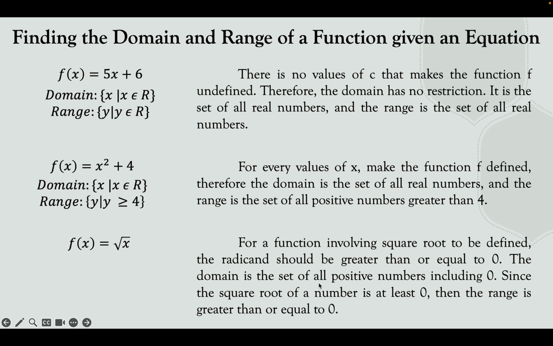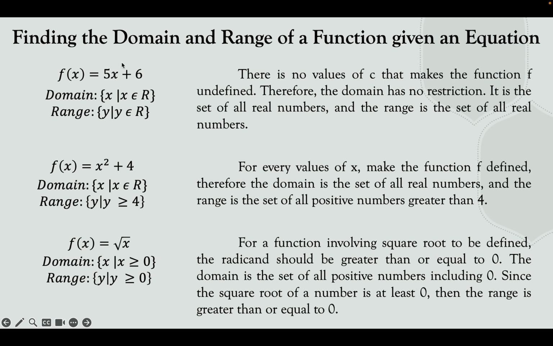The domain of the set of all positive integers or positive numbers including 0, since the square root of a number is at least 0, then the range also is greater than or equal to 0. So that means if it is a radical, directly your domain is x is greater than or equal to 0, and your range also is the set of all y such that y is greater than or equal to 0. So positive values.